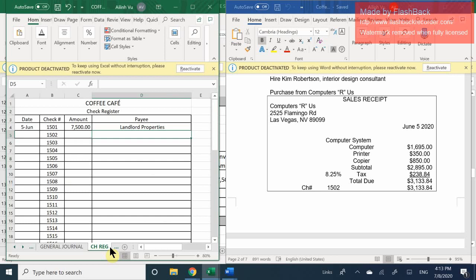So in this case, I'm going to go ahead and write the date in, which is June 5th. 102? I mean, sorry, 1502. 1502, right. And my check number was 313384. And who did I write this check out to? Well, that must be Computers R Us. Computers R Us. Yes.